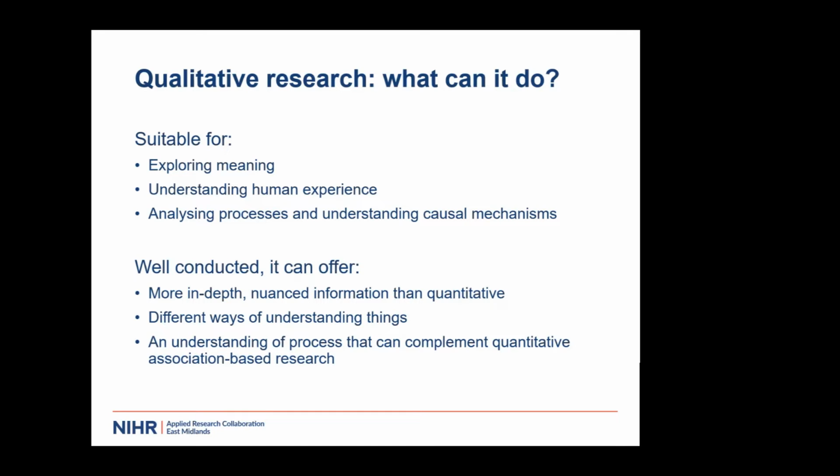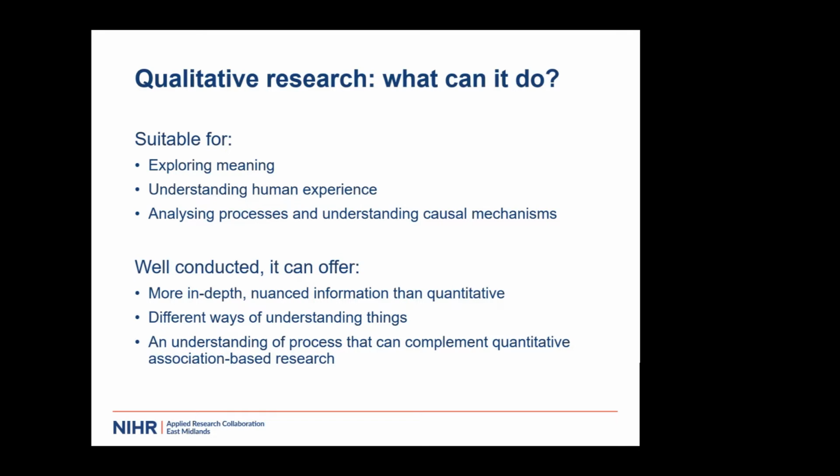And if it's well conducted, then it can offer that more in-depth, nuanced information that quantitative can't really deliver. It can offer different ways of understanding things. And one of the things that's quite distinctive about qualitative research is the way that it can potentially take different lenses or different perspectives on a particular issue or a particular problem. So it can really help to open up things and to understand them in a bit more detail. And as I said, it can help to understand processes, and that can sometimes be a really helpful complement to more quantitative association-based research. And you'll very often see qualitative research work packages as part of clinical trials or other interventional projects, for example.